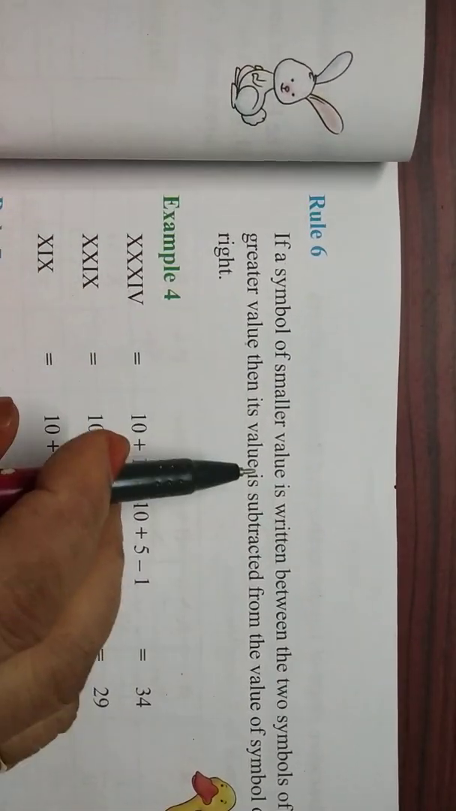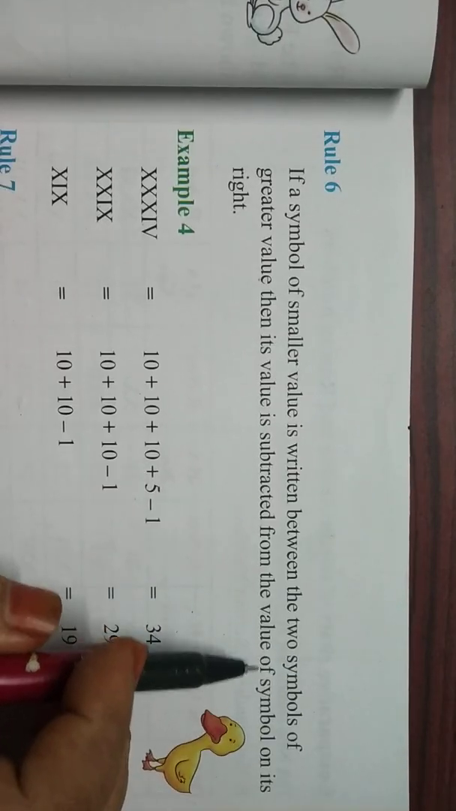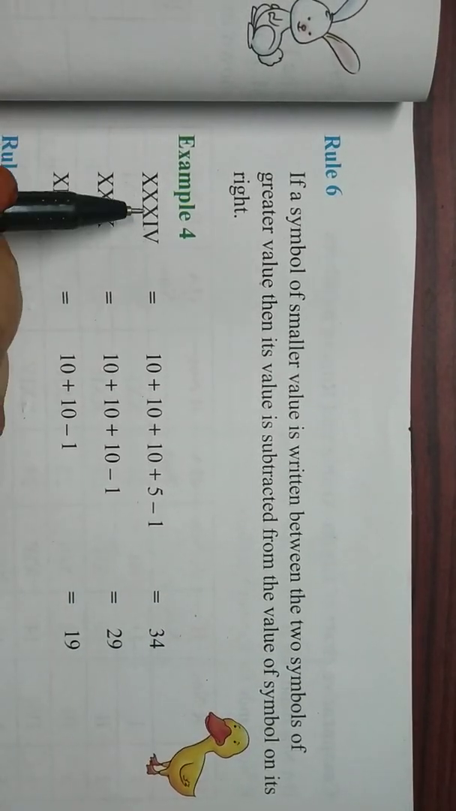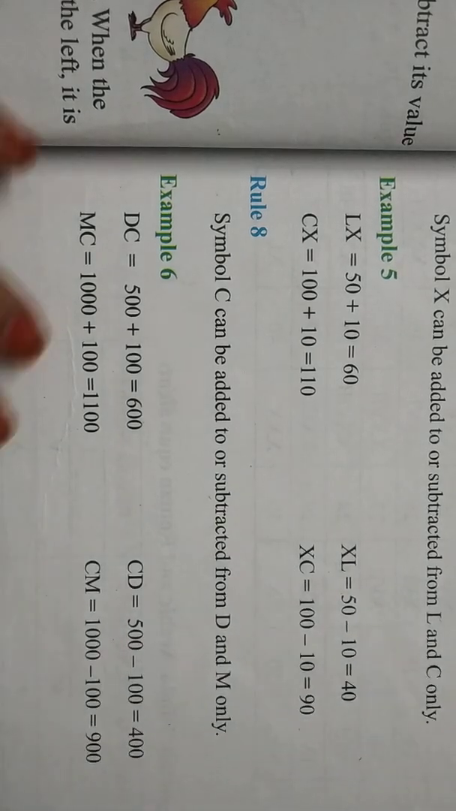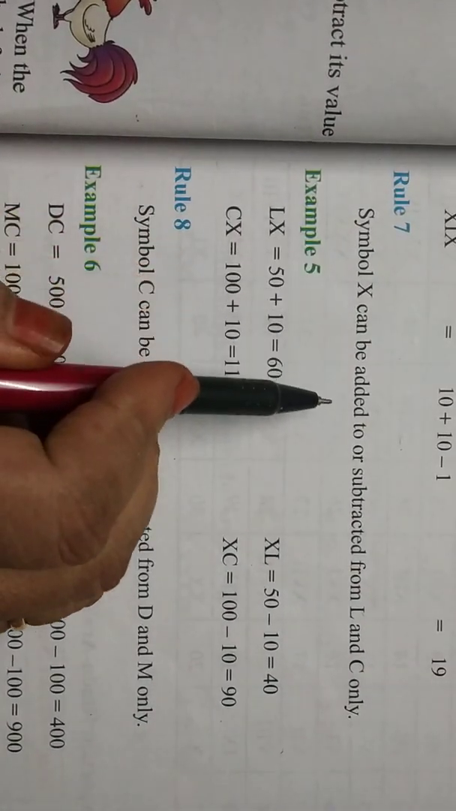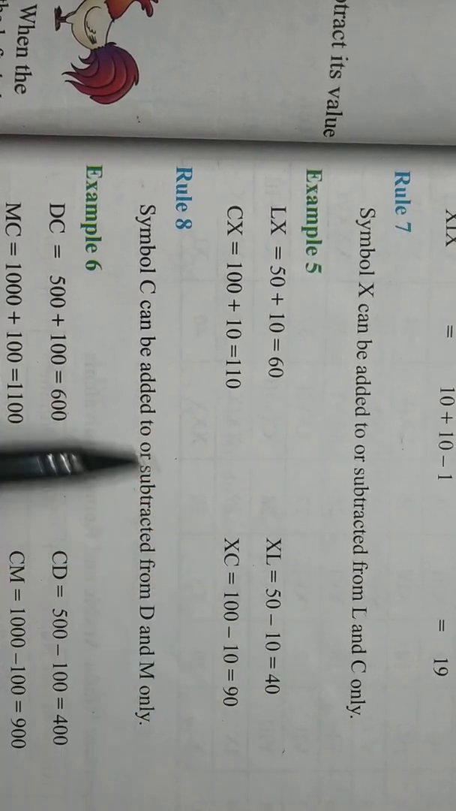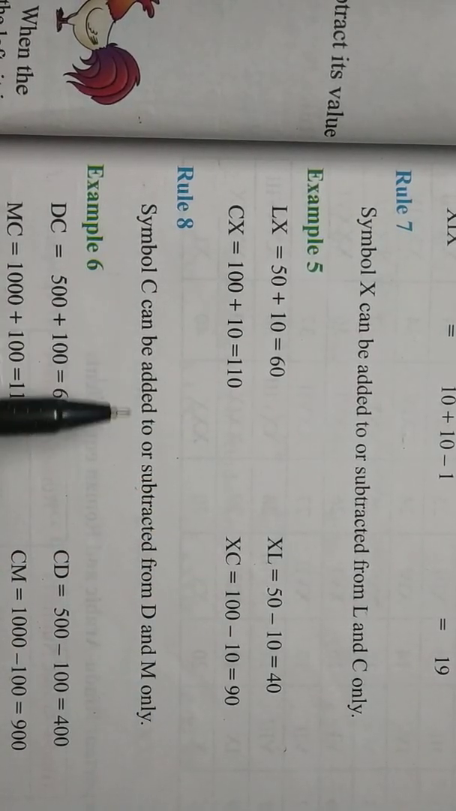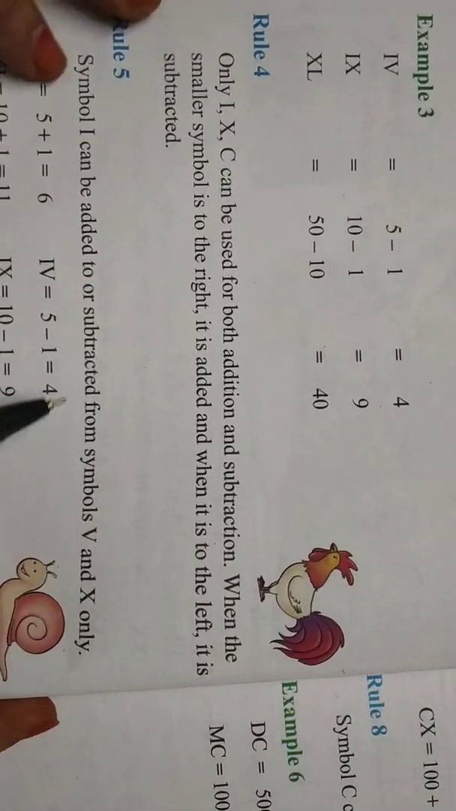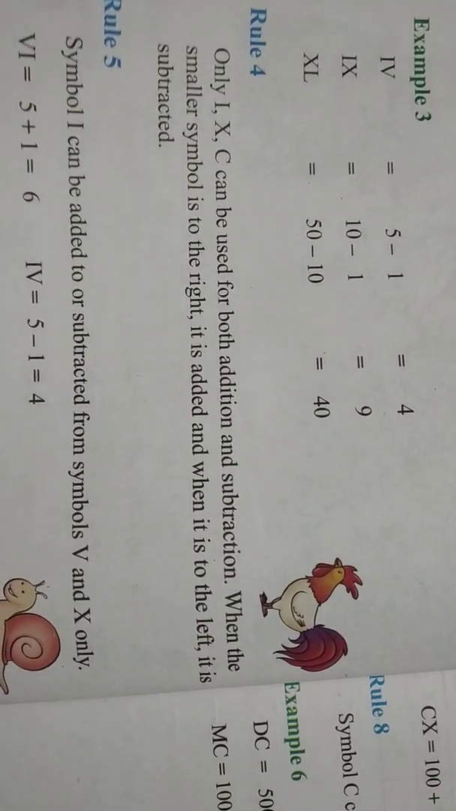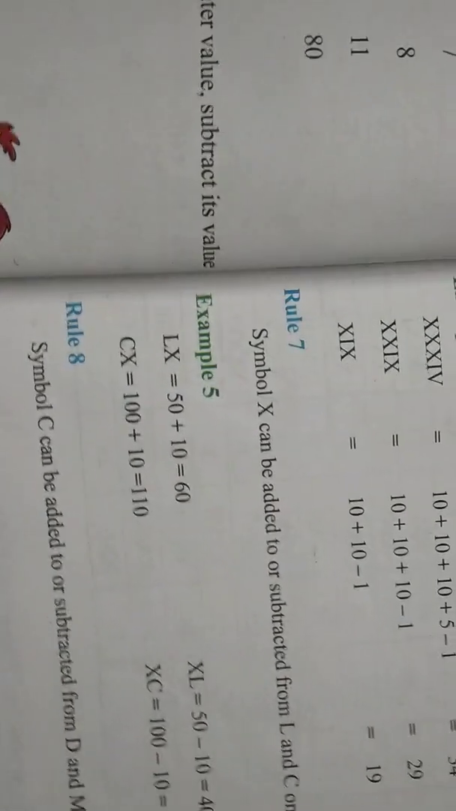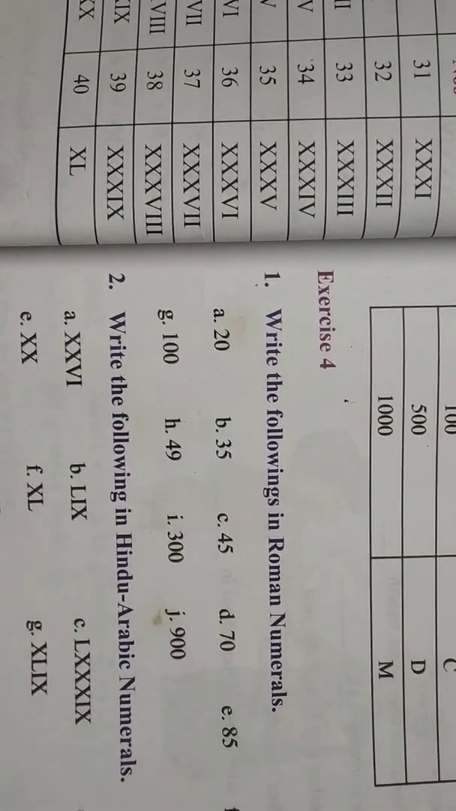Similarly, rule 6: a symbol of smaller value is written between two symbols. This smaller value is written between these two values. Here it is given that X can be added or subtracted from L and C only. Similarly, C can be added or subtracted from D and M only. And the symbol I can be added or subtracted from V and X only.